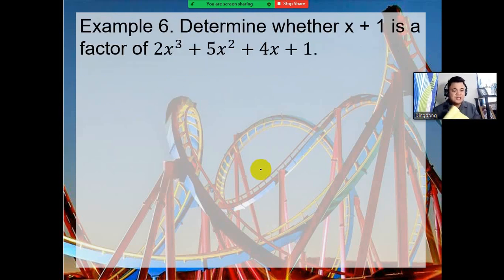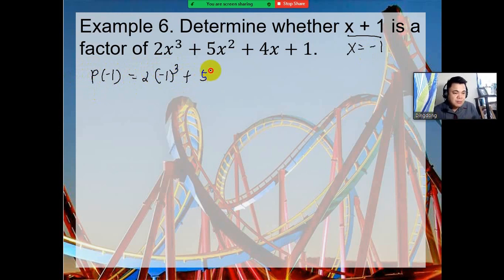Let's have the sixth example. Determine whether x plus 1 is a factor of 2x cubed plus 5x squared plus 4x plus 1. So we need to determine if x plus 1 is a factor. How are we going to find out? We have to have a remainder of 0 for us to say that x plus 1 is a factor. So x plus 1, the opposite of positive 1 is negative 1. Always do that. And then here let's just use direct substitution. So P of negative 1 equals, change all x to negative 1: 2 times negative 1 cubed plus 5 times negative 1 squared. You can directly use your calculators in doing this. Plus 4 times negative 1 plus 1.